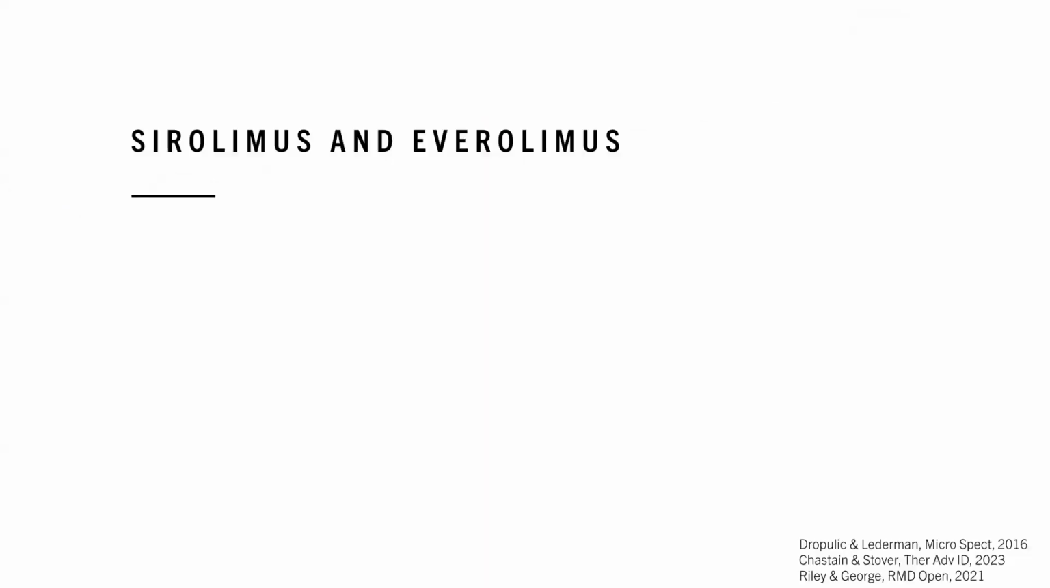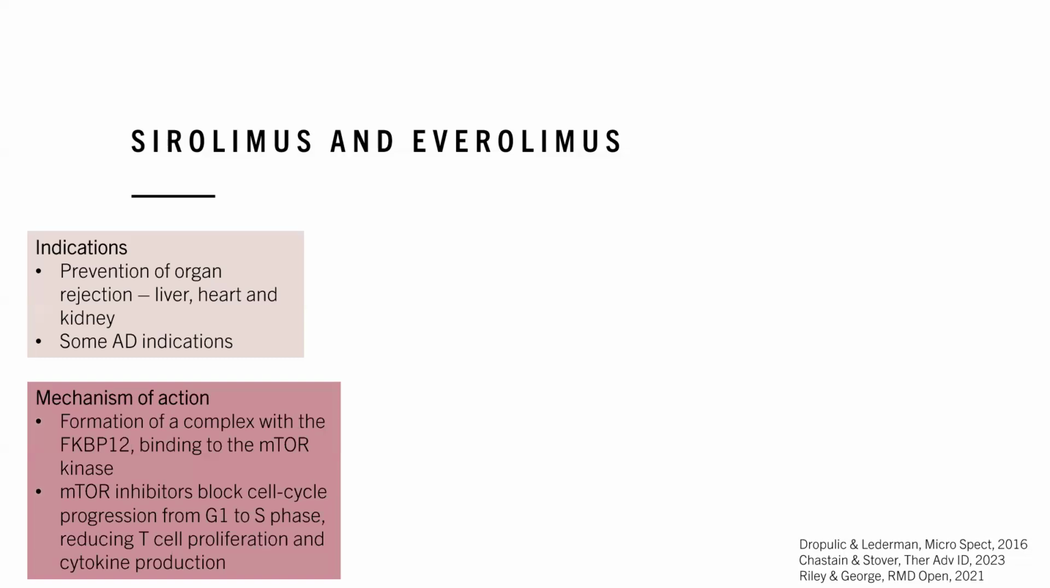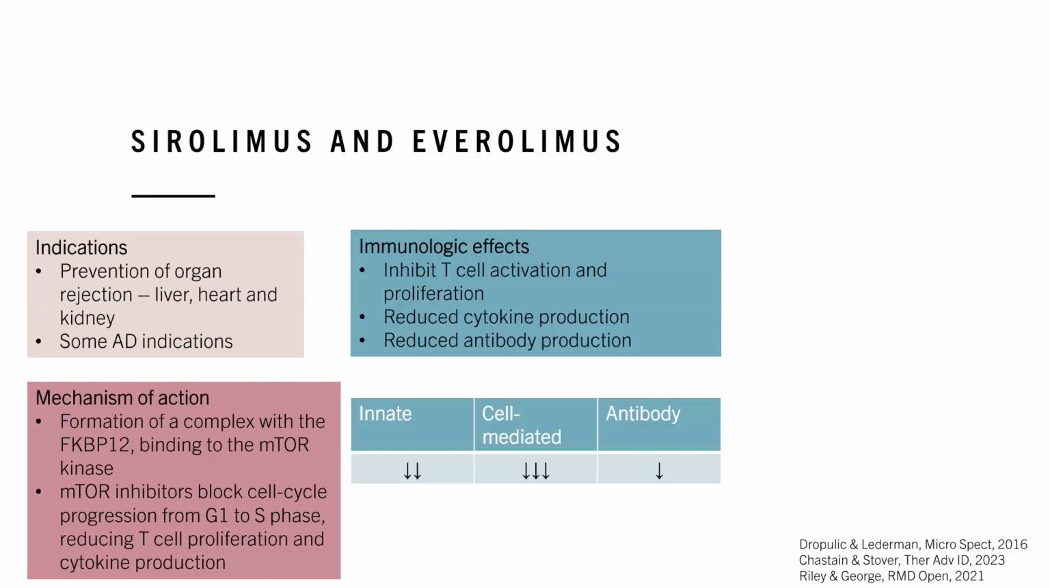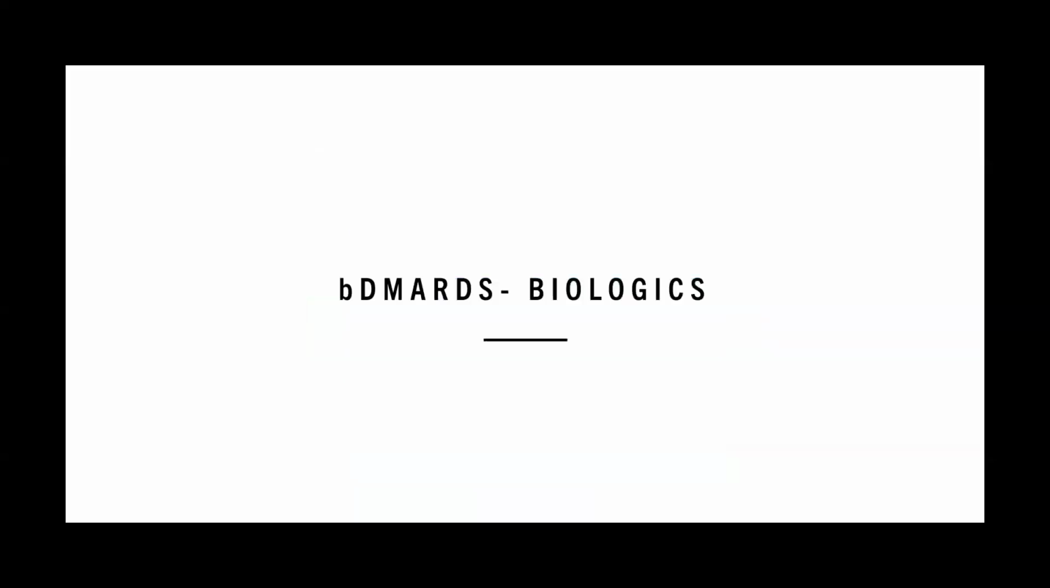The mTOR inhibitors, this is drugs like sirolimus and everolimus, are also used for the prevention of organ rejection, and have less, but some, autoimmune indications as well. They block cell cycle progression and so they reduce T cell proliferation, also mostly affecting your T cells, but also some innate immunity as well. So again, viral infections, as well as a higher risk for PCP, TB, and non-tuberculous mycobacteria.